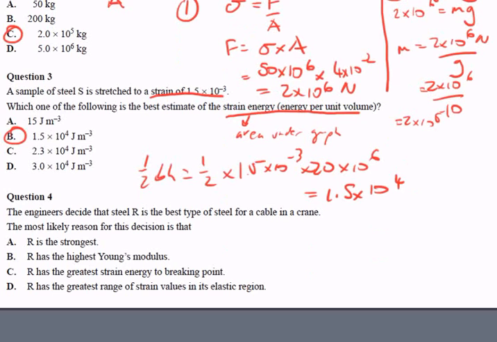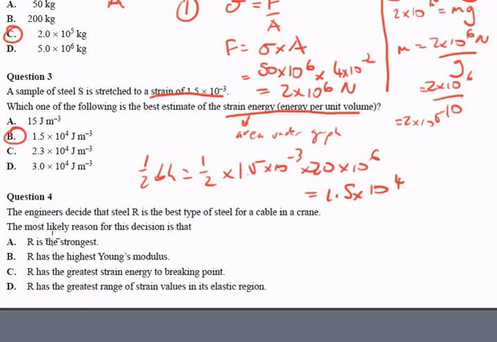Question 4. Engineers decide that R is the best type of steel for a cable and a crane. The most likely reason is... Now you might see a question like this and think, oh my god, we never learned about the best type of steel for a cable and a crane. Well, you don't need to, because this type of question, what they actually give you is one answer that makes sense and 5 answers that are just actually wrong.